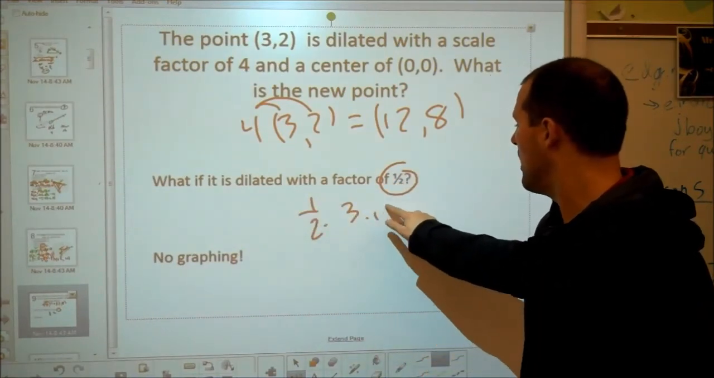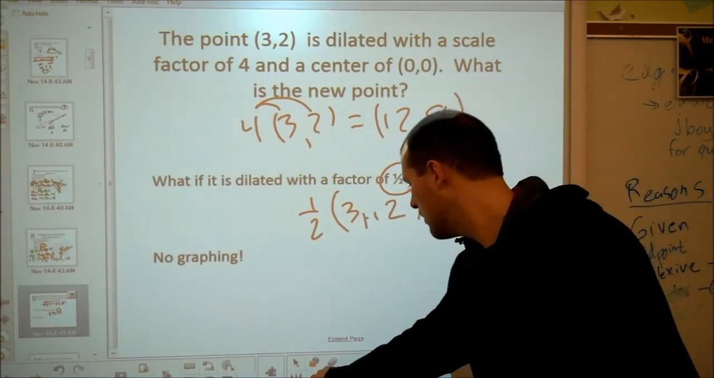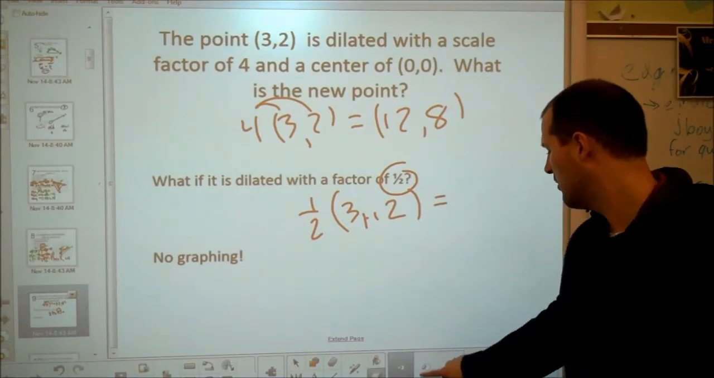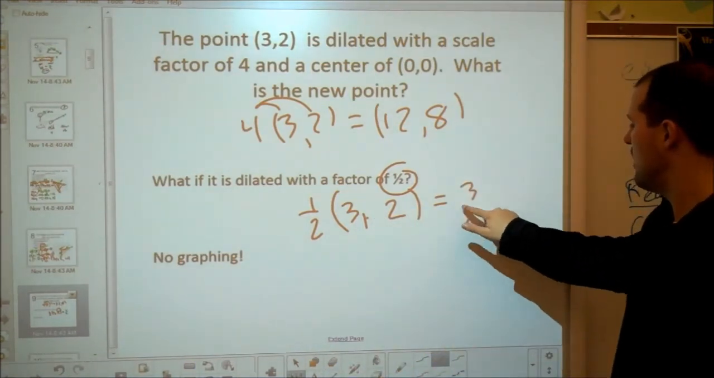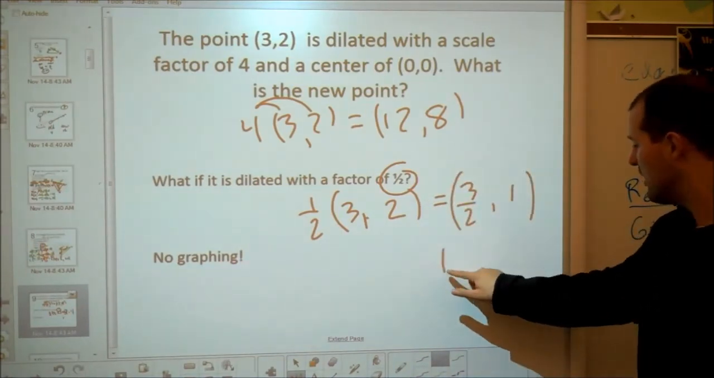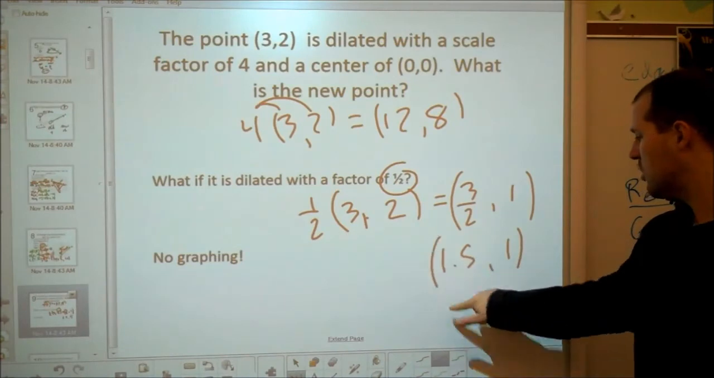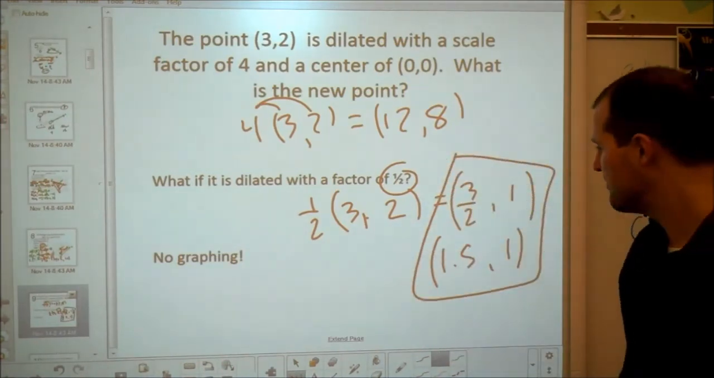1/2 multiplied by 3, comma, 2. Equals 3/2, comma, 1. If you also wrote it like this, 1.5, comma, 1, I would totally accept that, okay? Both of these are excellent answers.